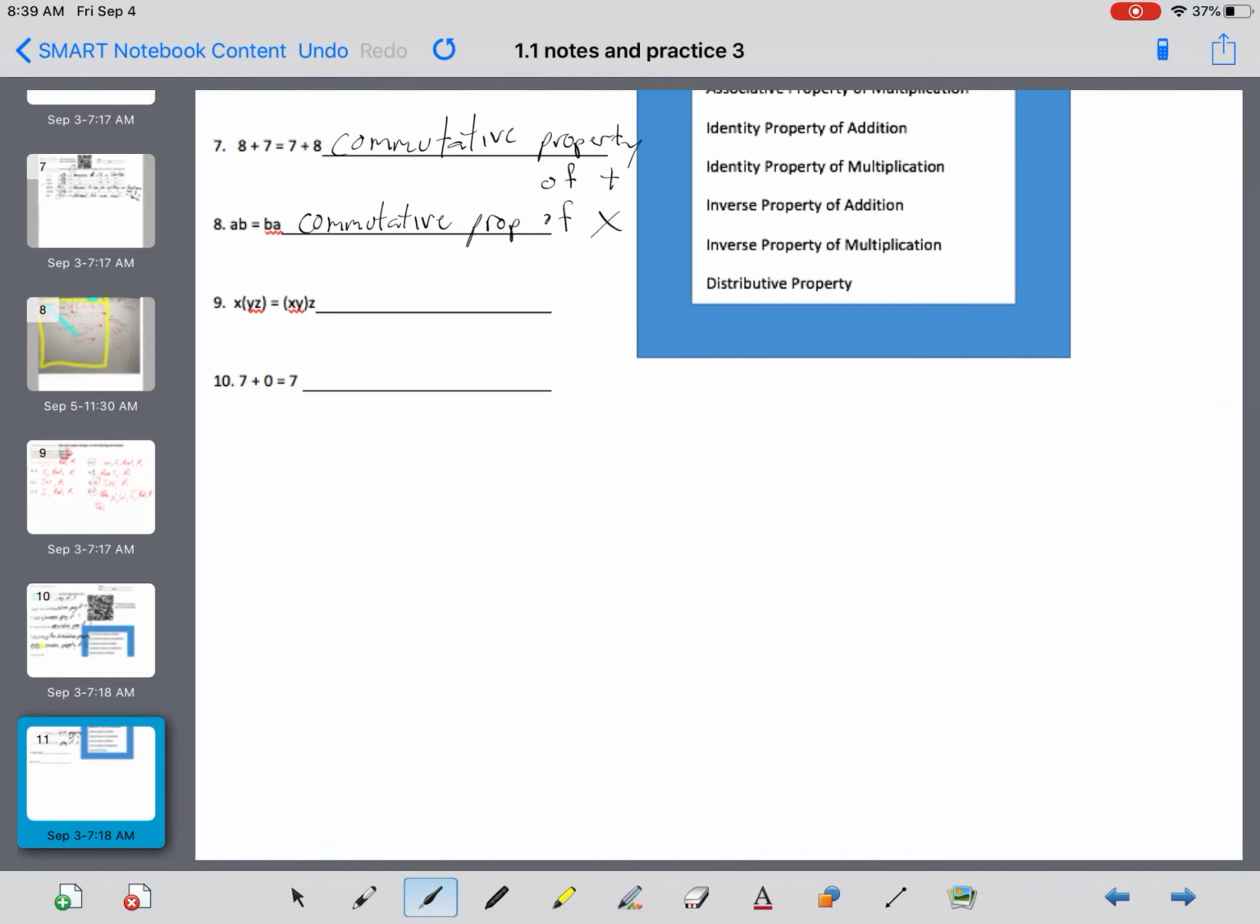Make sure you make it very clear whether you're adding or multiplying. Make your symbols clear. At number 9, we have 3 things that are getting multiplied together on each side of the equation or the equal sign, and the order is switched. So that's going to be the associative property of multiplication.